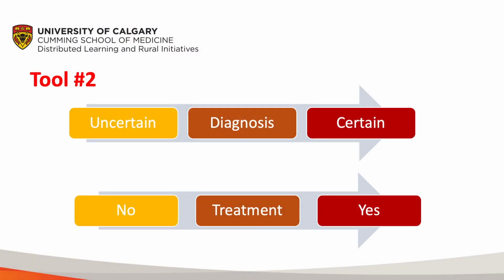So this arrow tool is probably one of the most common tools that I use. And what I like about it is all you need is a piece of paper. You don't even really need one if you don't have one. You can just say between 0 and 100, how certain are you or how uncertain are you about a diagnosis?